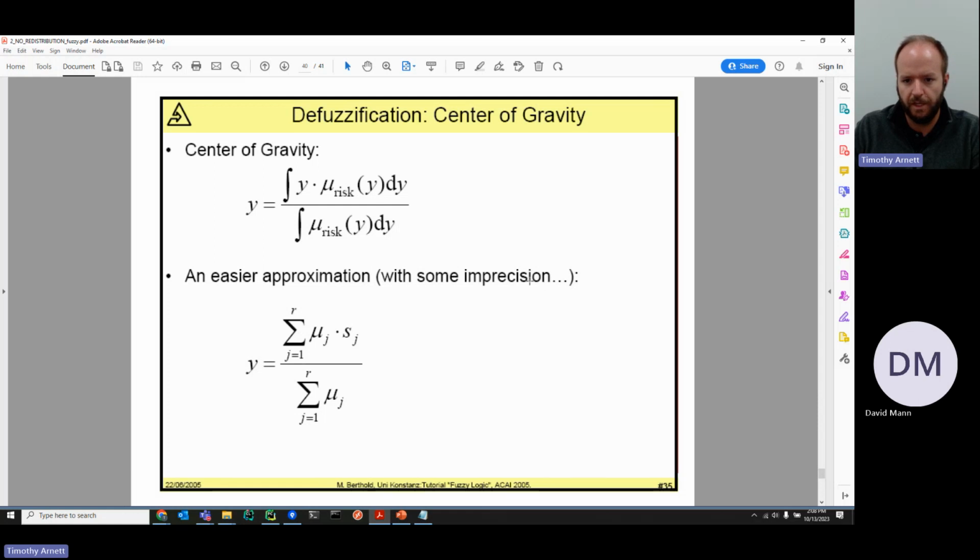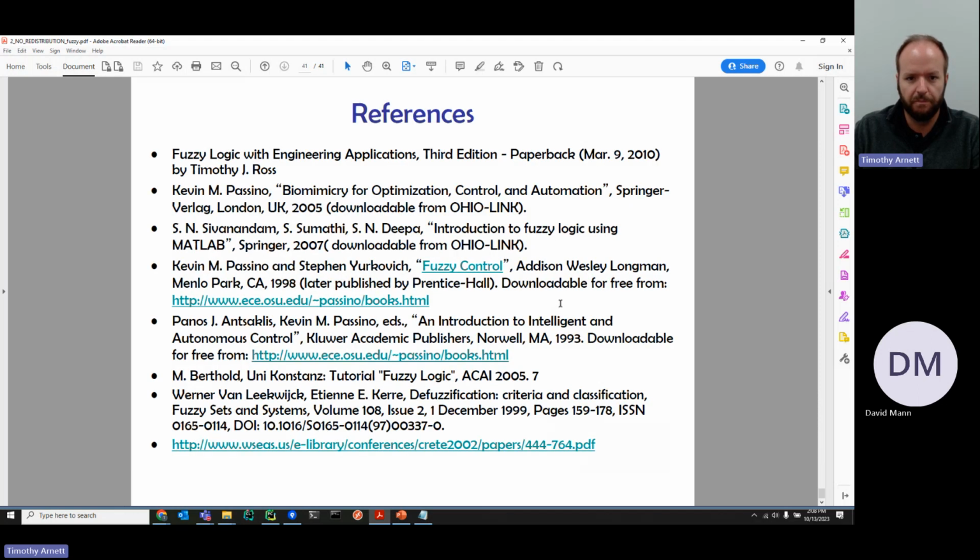Again, you may not have the full precision of the center of gravity, but this is a designer choice because it depends on the properties of the system that you're trying to develop. And a lot of times the approximate way is the best way.